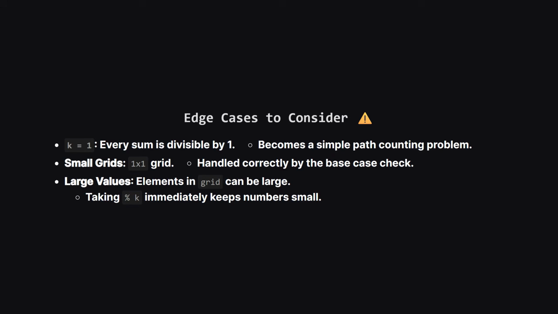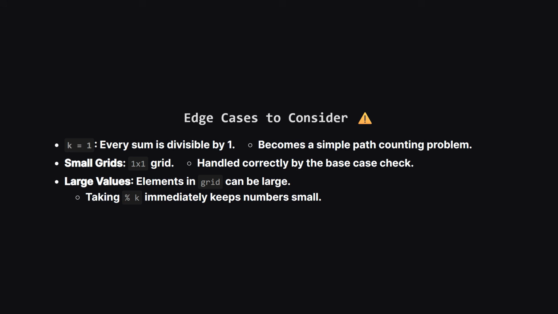Before we move on, let's think about edge cases. What if k is 1? Well, everything is divisible by 1, so our inner loop runs once for remainder 0, and this just becomes a standard path counting problem. Our code handles this naturally. What about a 1x1 grid? The loop runs once, hits the base case if i equals 1 and j equals 1, sets the value, and returns. And finally, if the numbers in the grid are huge, we don't worry because we only ever work with their values modulo k.